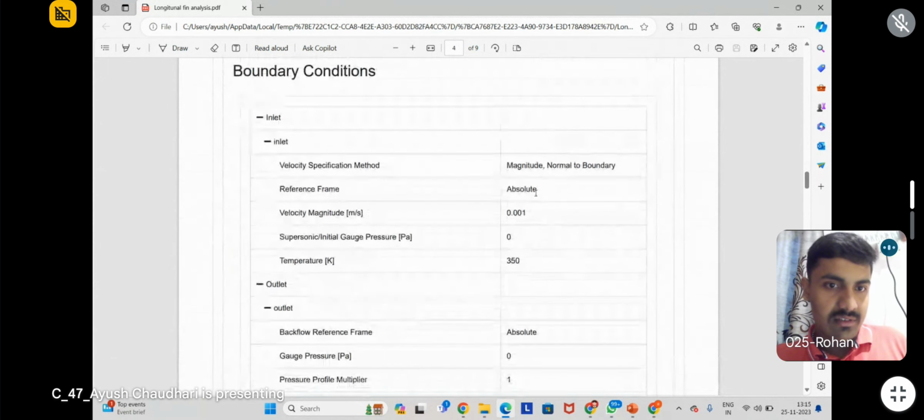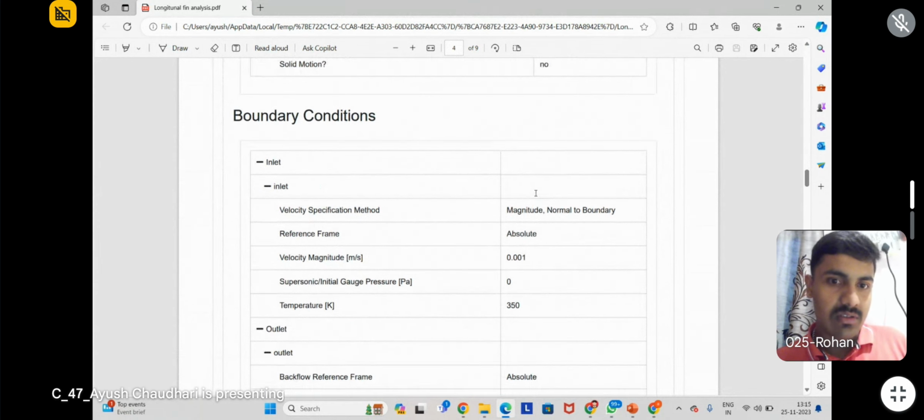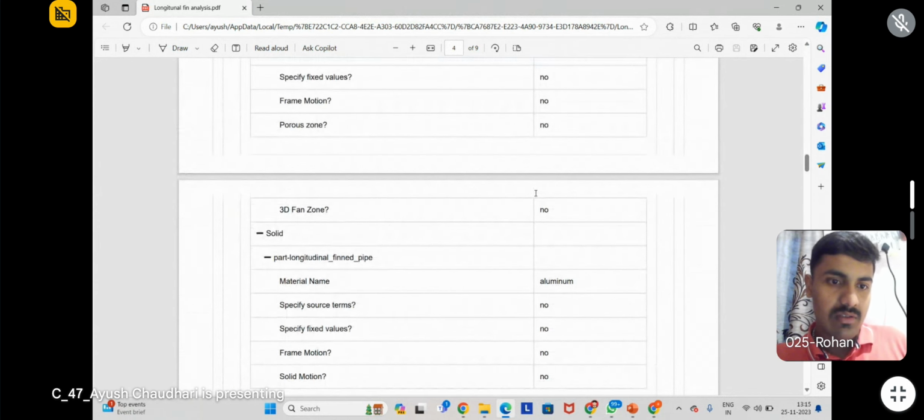Solid, move upward, Ayush. Solid part longitudinal fin pipe. The material name was aluminium, which we have used as ANSYS part. So we will move further to boundary conditions.